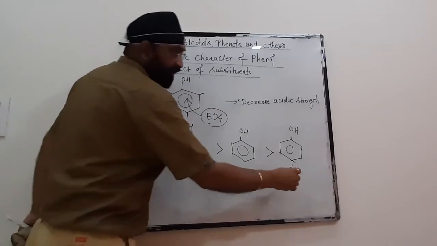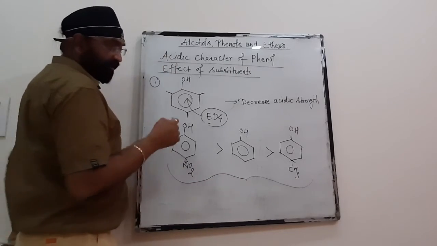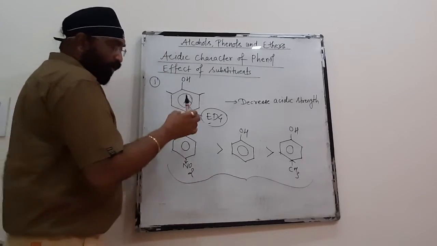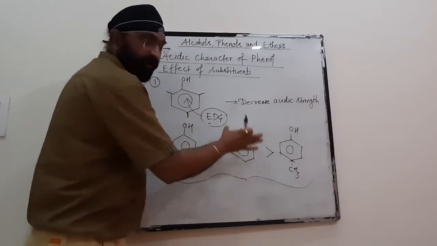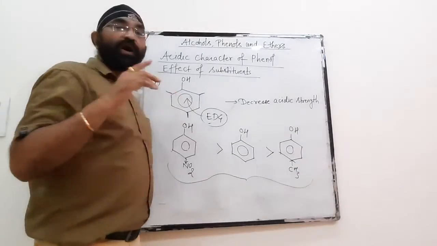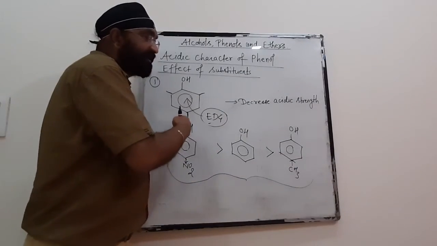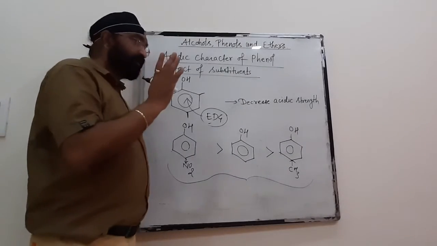So this question is asked many times in the board examination, that they provide you one electron withdrawing group, one electron donating group, and one normal phenol, and they will ask you to arrange them in increasing or decreasing order of acidic strength.